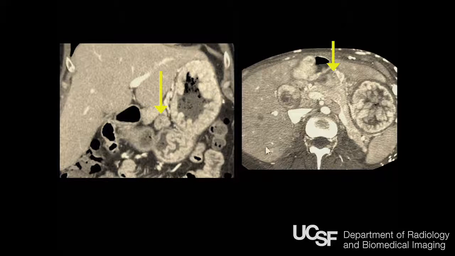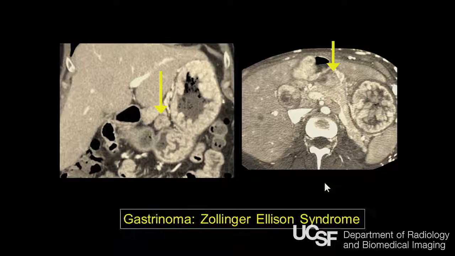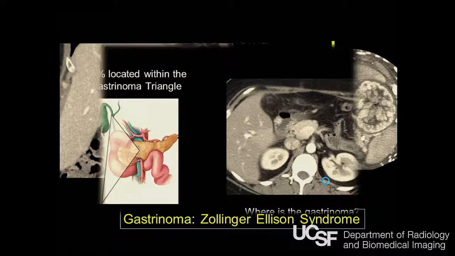Here are 2 different patients. You see the massive rugal fold thickening. Here's the mass coming off of the pancreas in this patient. Hard to see, but a little bit of a heterogeneous mass coming off of the pancreas here. But look at these huge rugal folds. And what is this? Gastrinoma, right? Causing Zollinger-Ellison syndrome.